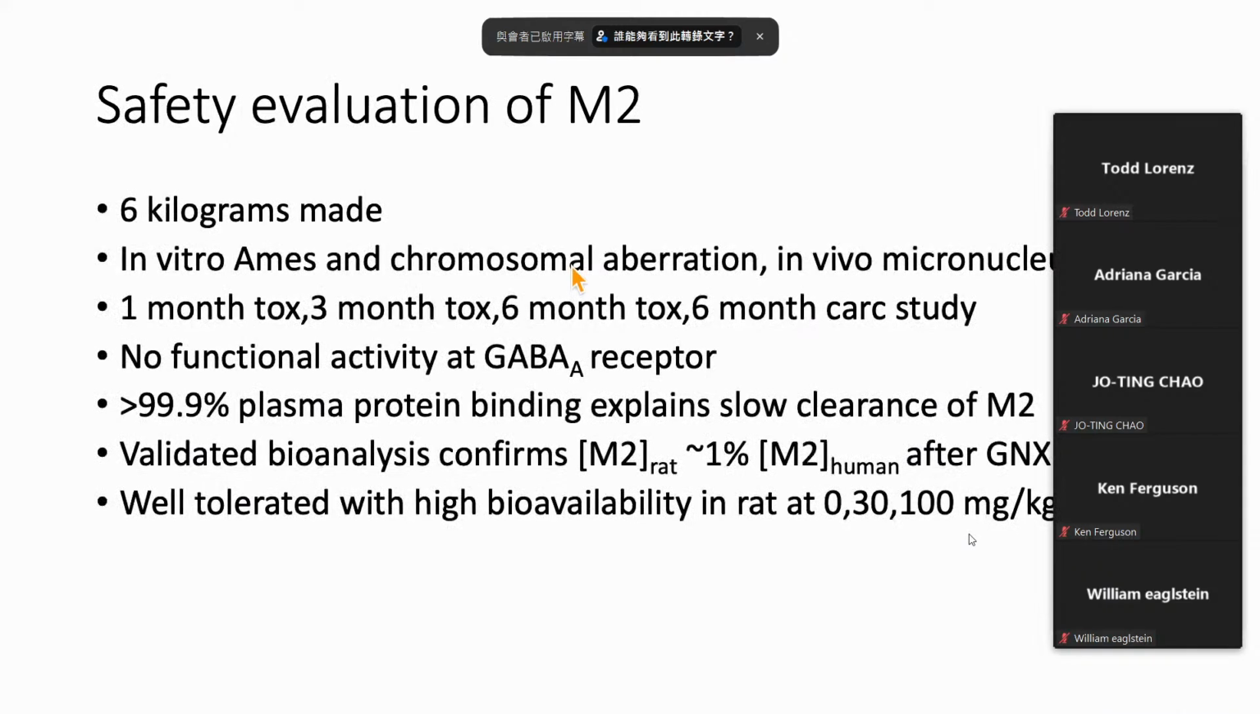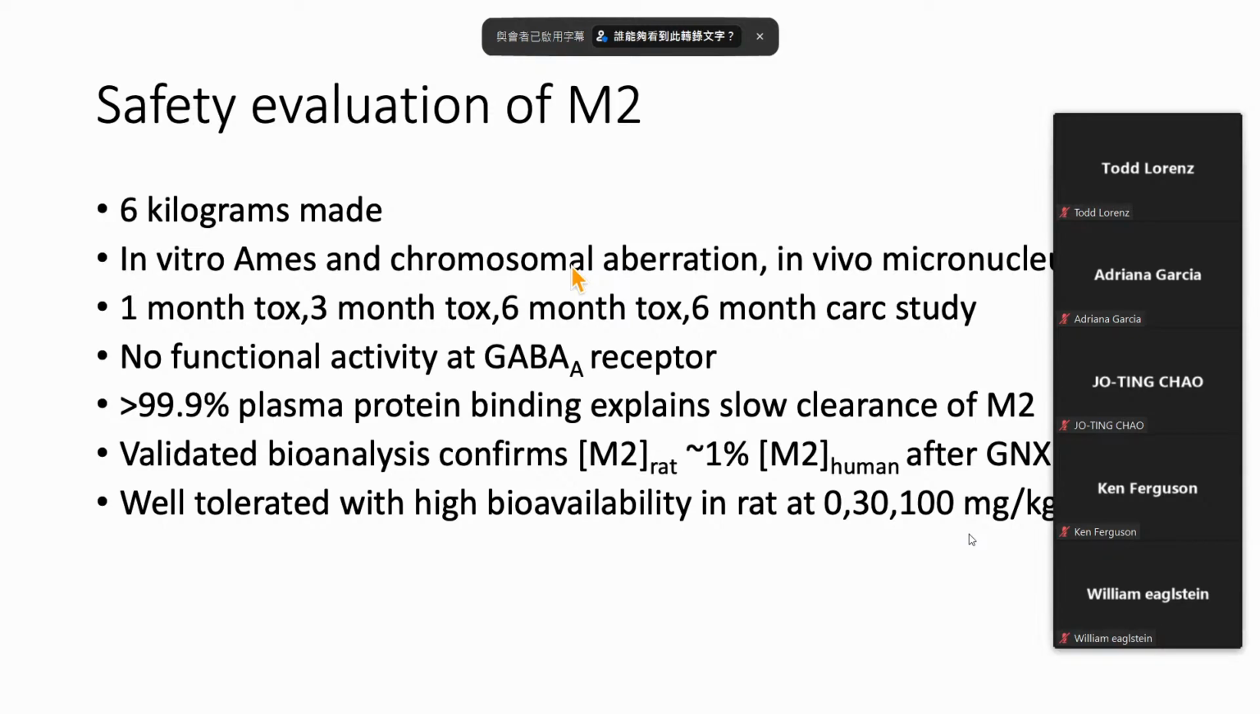And so what's up with the safety evaluation of M2? So this is the latest information from Marinus. They had to make 6 kilograms. They had to do an in vitro Ames, a chromosomal aberration, and an in vivo micronucleus. They've completed 1 month and 3 month tox. I think 6 month is still in process. They're doing a 6-month CARC study. Any of you that know toxicology, you know how easily it would have been for something to kill our drug right there. So this isn't something you really like to have to do, but it's worked out so far pretty well. Is it one species?